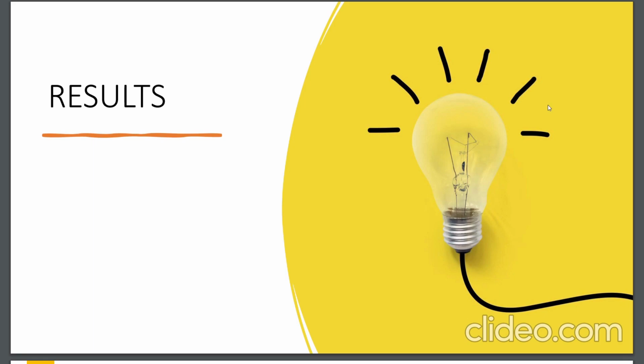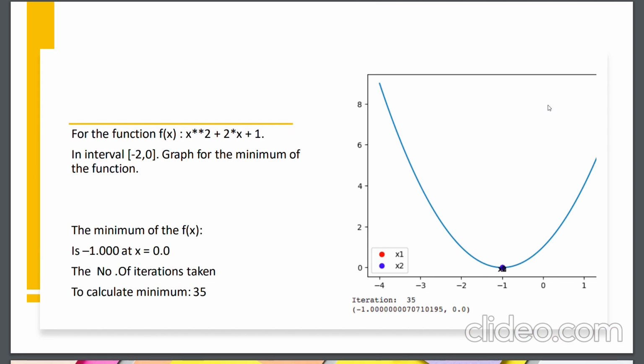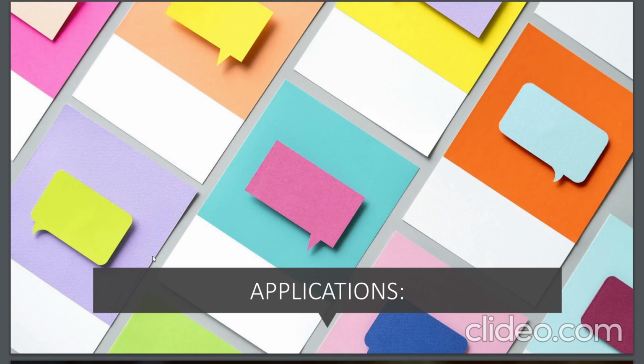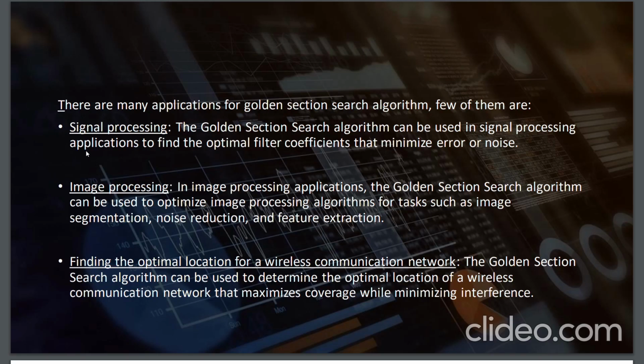So coming to results, as we saw earlier, for x square plus 2x plus 1 in the interval, we get the minimum optimum point as -1.00, with f of x equals 0. And where will we use this golden section algorithm? It is used in signal processing applications to find optimum filter coefficients that minimize error or noise. Image processing also uses this for noise reduction, feature extraction, and image segmentation.